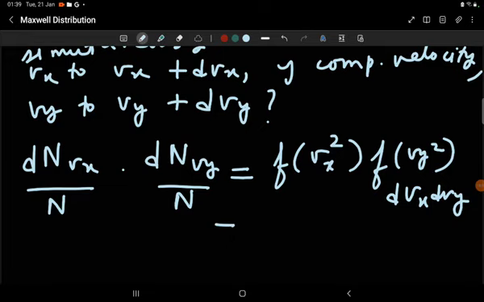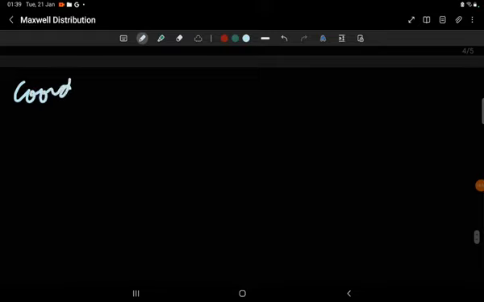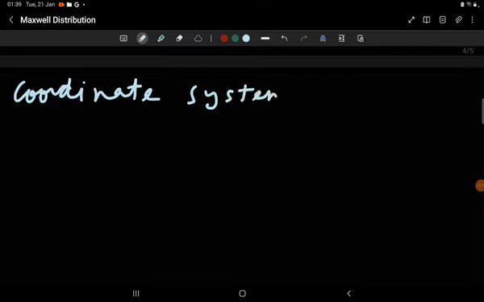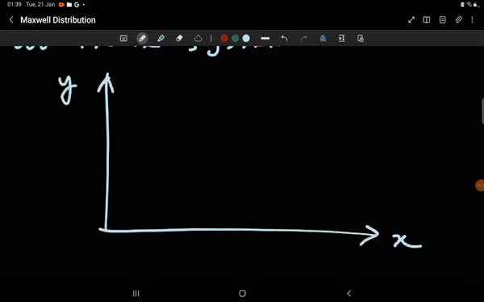And this actually is written as dn xy by n. Now we shall go for a definition of a coordinate system, and the same way we define for a 1D system, we will define the 2D coordinate system, the Cartesian coordinate system simply. So we have a y and we have an x. This is the origin.